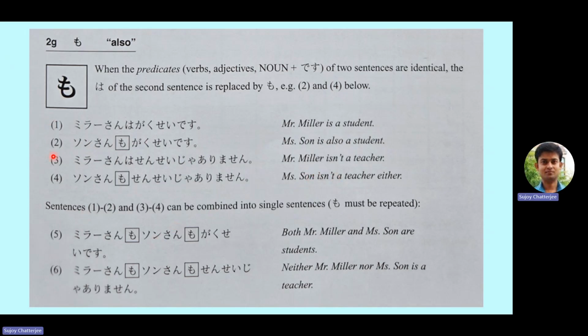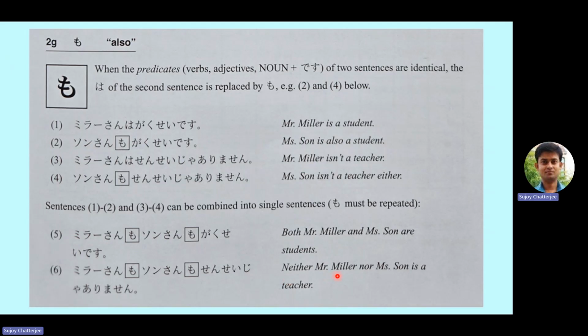Now sentences 1, 2 and 3, 4 can be combined into single sentences. Mo must be repeated. So for example, both Mr. Miller and Miss Son are students. If we have to write it in the same sentence, it will be Mira-san mo Son-san mo gakusei desu. So this is very, very important, and this is something which is different from English sentence structure. So we have to repeat this mo particle. If we want to say both Miller and Son are students, we write Mira-san mo Son-san mo gakusei desu.